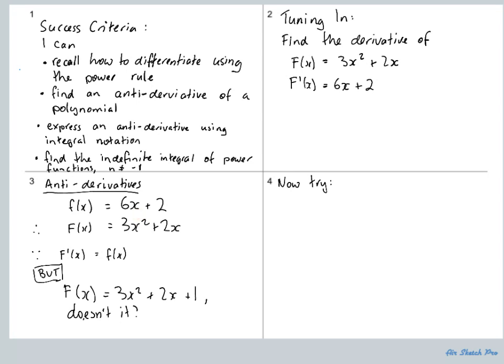So I want you to try this one. Again, in your workbook will be fine. And I want you to try to find the antiderivative of this function. So I'm going to call it f of x, and you need to find big F of x. 12x cubed minus 4x. Give that a crack.